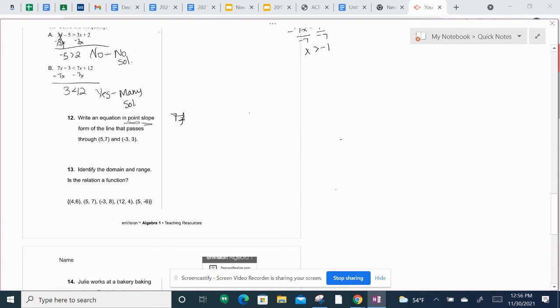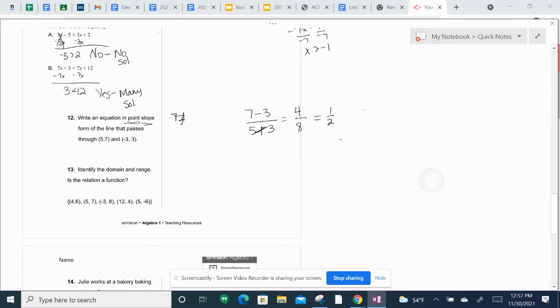Let me write this over here. Y minus y over x minus x. Now remember, when I take 5 minus a negative 3, that becomes plus a positive. So I end up with 4 over 8, and 4 over 8 reduces to 1/2.